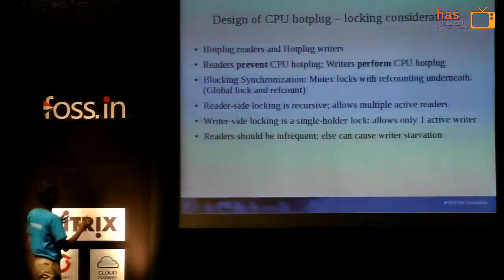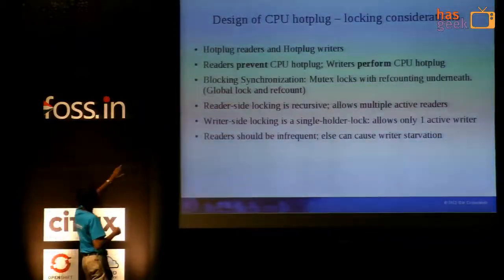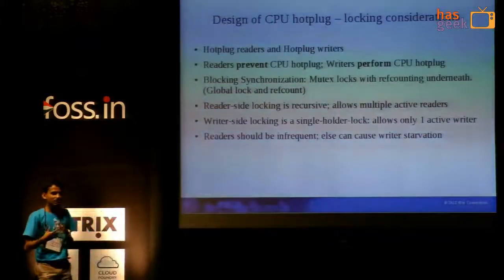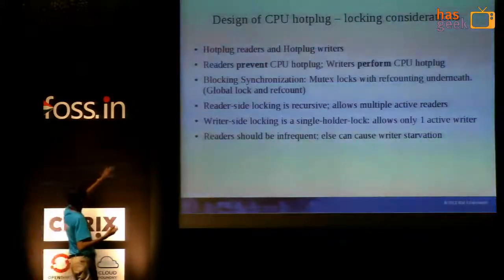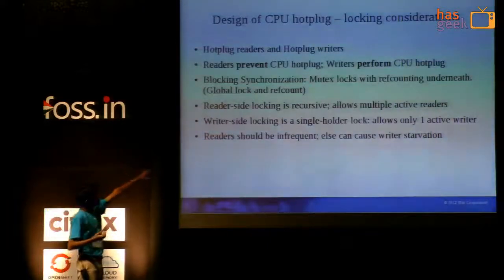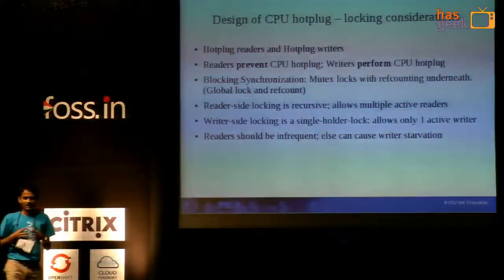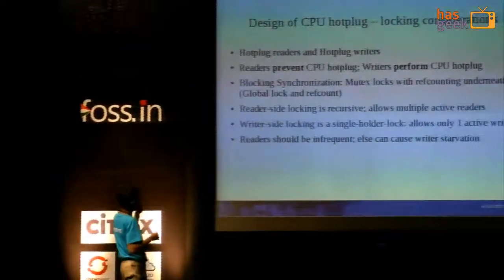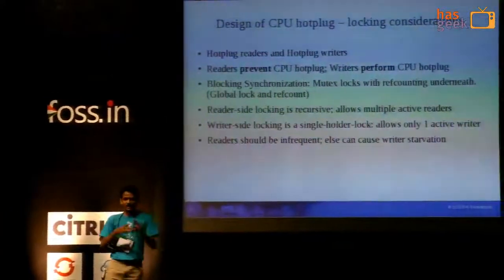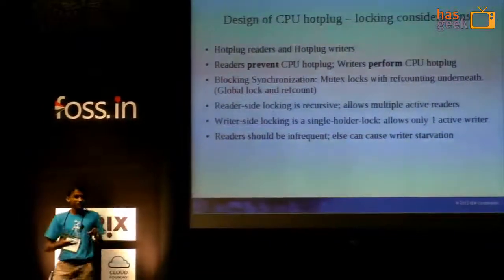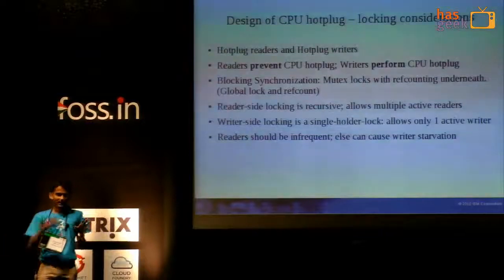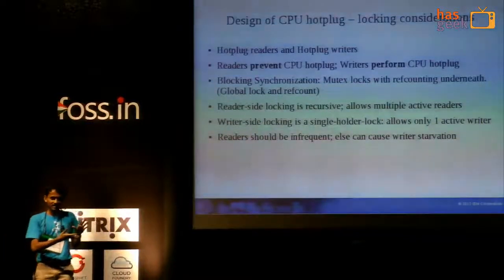Now how do you synchronize between them? Suppose the readers can block if you don't get a lock, if you can use a mutex model. That is called blocking synchronization. So for that you use mutex locks with ref counting underneath. What if you simply use a mutex lock? Then readers will all serialize automatically. You probably don't want that. There are two readers who both want to block hot plug. They don't necessarily need to be synchronized at once.